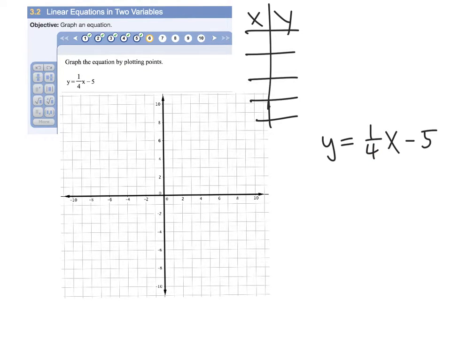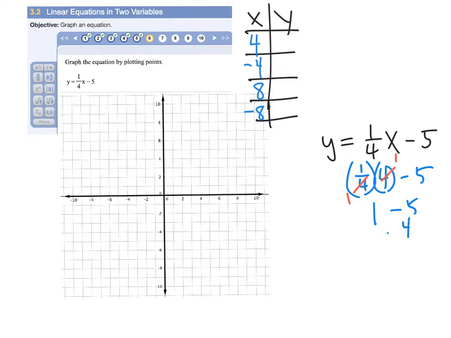And so I'm going to choose 4, -4, 8, and -8. And really, I only need to choose 3, but I'm going to choose 4 just as a verification that I've done it correctly. So now let's do x is equal to 4. So what are you going to get? Well, you're going to get 1/4 times 4 minus 5. So this 4 and this 4 cancel out, so they both are replaced by 1s. So you end up with 1 minus 5, which is -4.